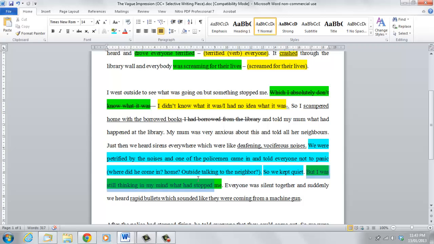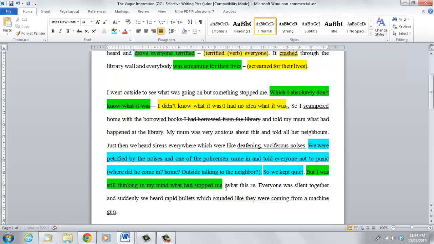The next part is, but I was still thinking in my mind what had stopped me. Okay, so here you go back to this idea of, which I absolutely don't know what it was. At the end of the day, I'm not sure how important this is to the whole story, but here there are issues with tenses anyway. So, but I was still thinking in my mind what had stopped me. I'm not sure what this refers to, and it adds more confusion.